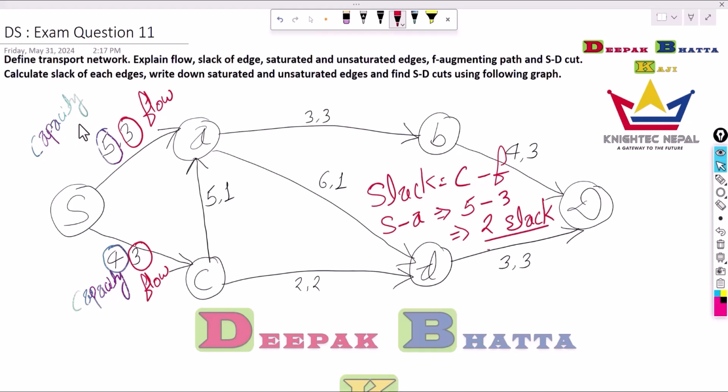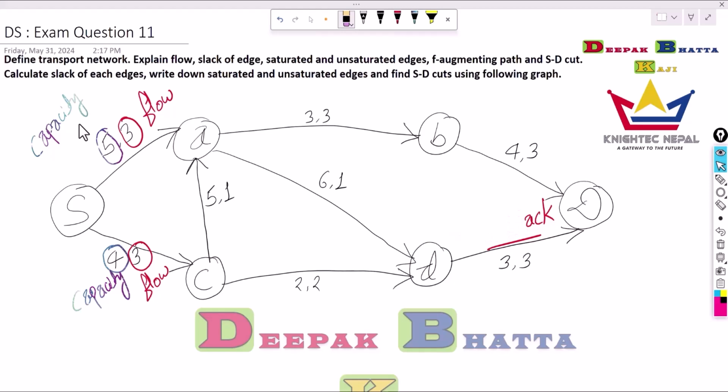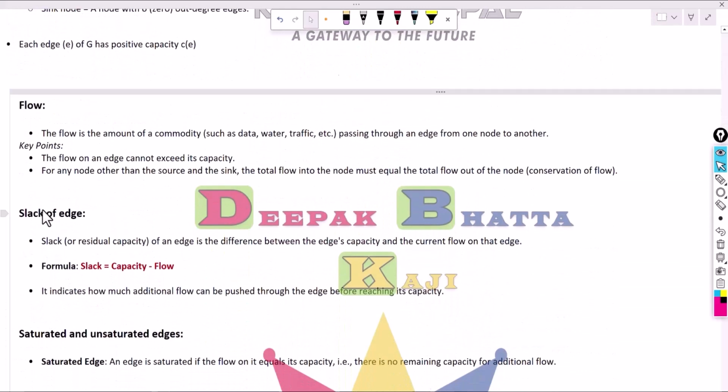So slack of an edge, that is S to A. Likewise, you can find every edge slack in the given question. Later on we will find each and every edge's slack value, so don't worry, we will calculate further. Okay, so it indicates how much additional flow can be pushed through the edge before reaching its capacity.